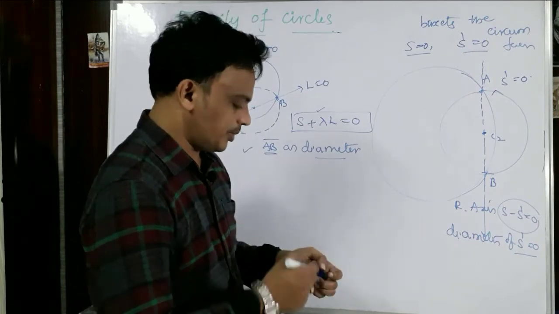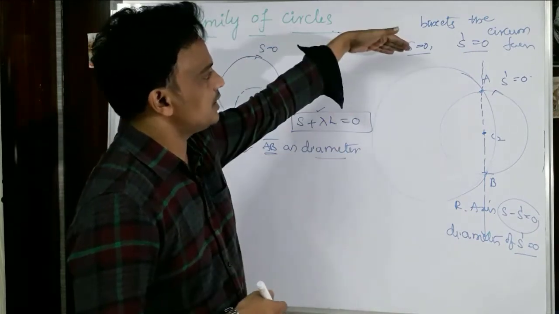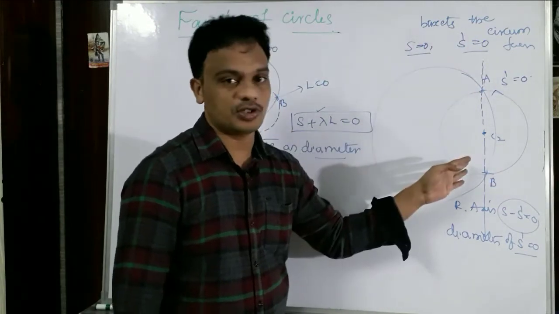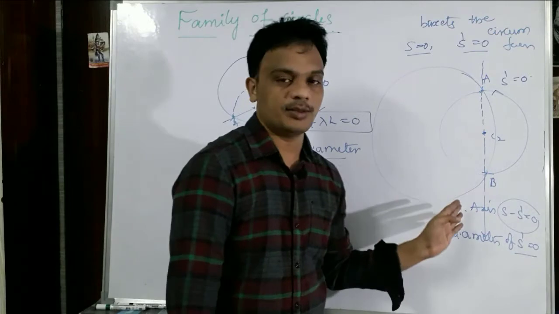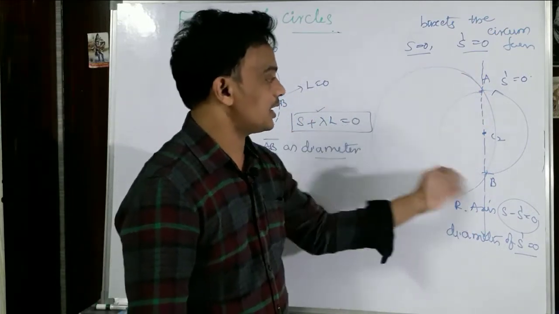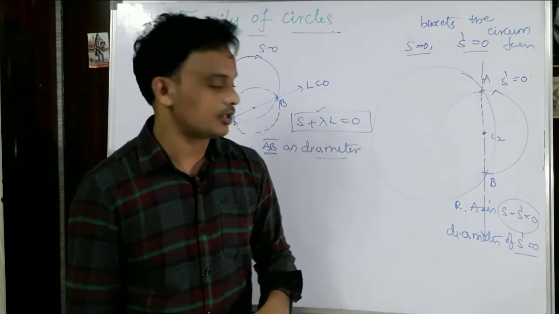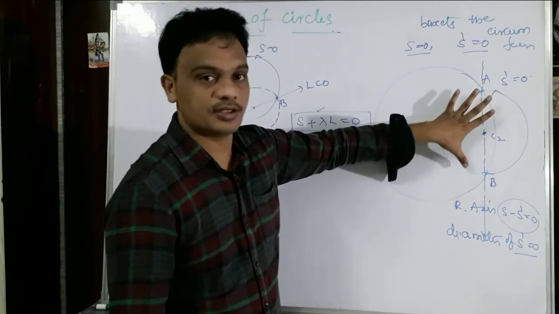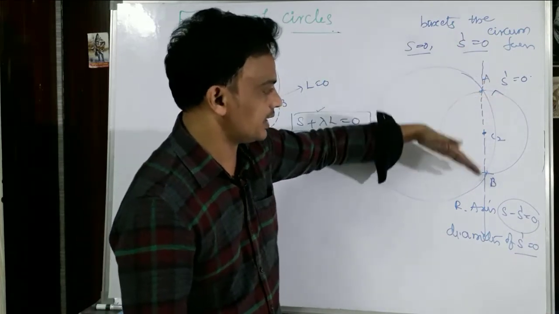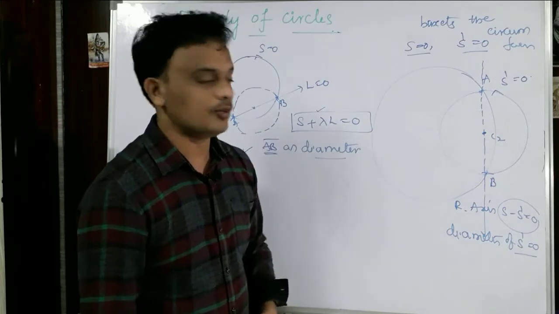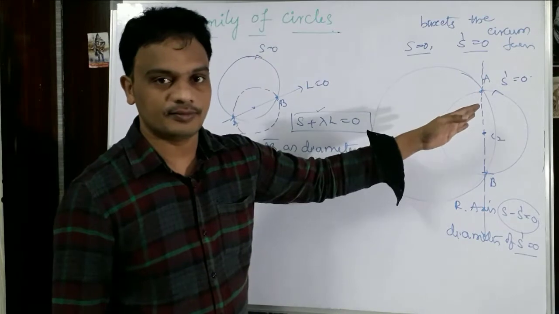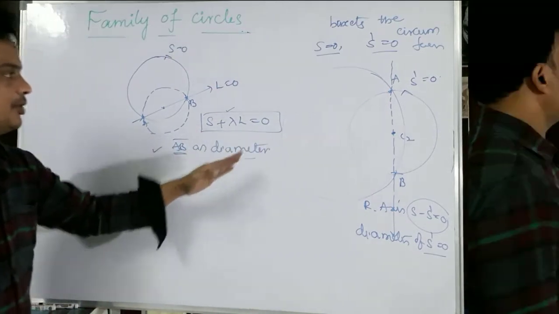Sometimes they may ask a question like this: if the circle S = 0 bisects the circumference of the second circle S dash = 0, then immediately the radical axis is the diameter of the second circle. Simply they ask for the length of the common chord, that is, the length of the radical axis where they intersect. Simply we calculate the diameter of the second circle. Let us see some problems based on that.